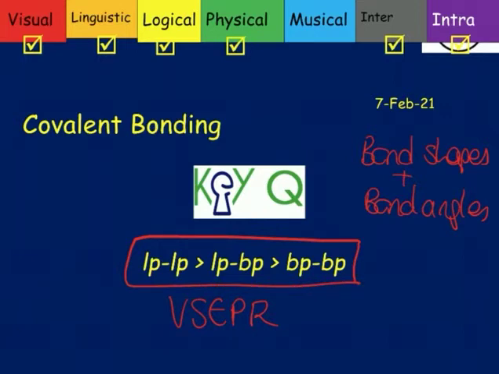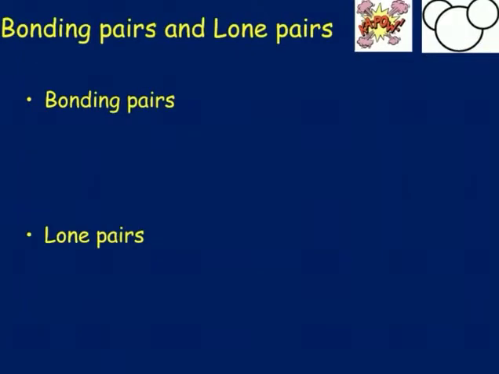And by the end of this, you will understand what this rule means, and you have to be able to recognize, when you look at a molecule, what is present in terms of what are called lone pairs and bonding pairs, and then therefore use that to explain why this molecule has that particular shape and that particular bond angle.